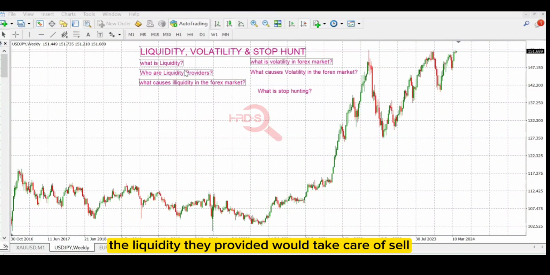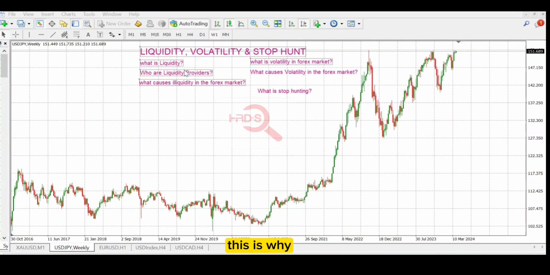So when you want to sell, the liquidity they provided will take care of it. You get your money immediately. And when you want to buy, they provide the other side for you, liquidity, such that you buy immediately. So you pay them transactional costs so that they can do the waiting for you until they find a buyer or a seller.